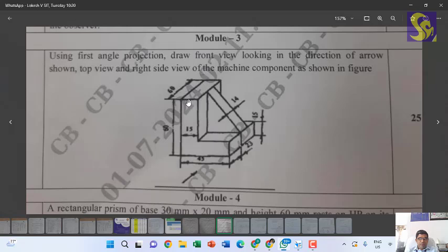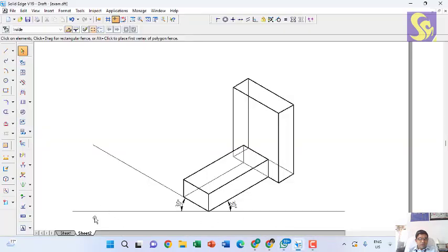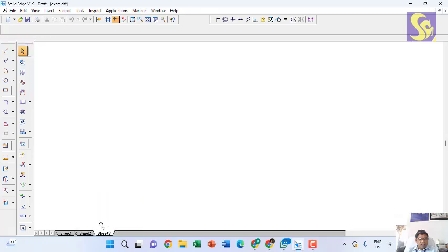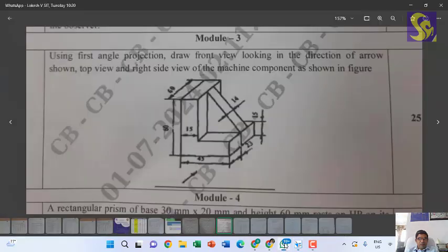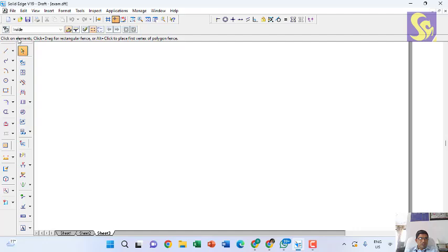So that is going to be the front view, and in the top view I am going to see the top surface, that is 60 by 15, and I will not be able to see the depth here, and I will be able to see this part as well as this middle portion. So we'll try to draw that. I'll take a new sheet, and as required, let me draw the front view first. For that I'll draw the XY line.